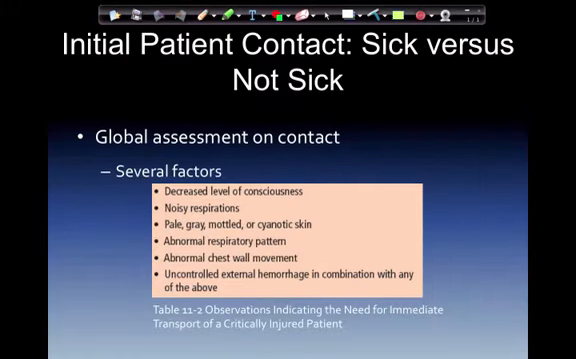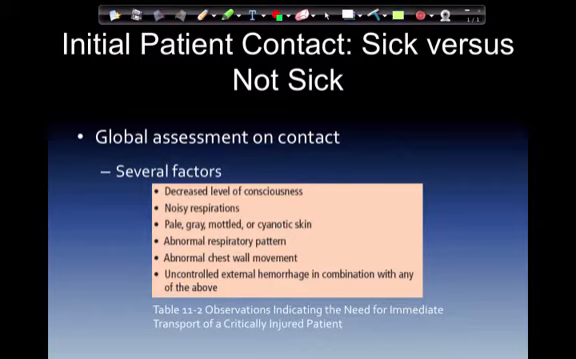Initial patient contact. We should get an initial impression, sick or not sick. Global assessment on the contact. Several factors affect this. If any of these factors are seen: decreased level of consciousness, noisy respirations, pale gray mottled cyanotic skin, abnormal respiratory pattern, abnormal chest wall movement, uncontrolled external hemorrhage, or any combination of the above, that would get the global stamp of sick.